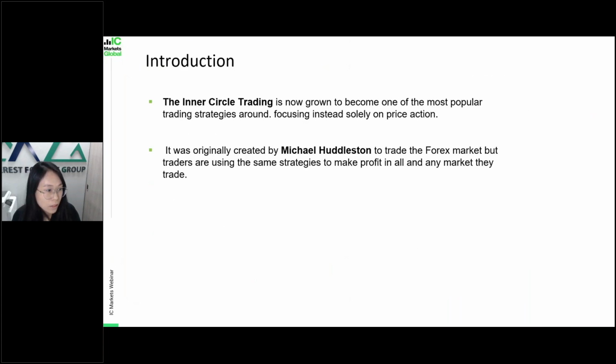So let's start with the introduction. What is ICT? If you have heard the term ICT trading, it is pretty popular in the online trading community, especially for Forex trading. ICT, also known as Inner Circle Trading, was created by Michael Hudson to trade the Forex market. But now traders are using the same strategy to make profit in any market they trade.